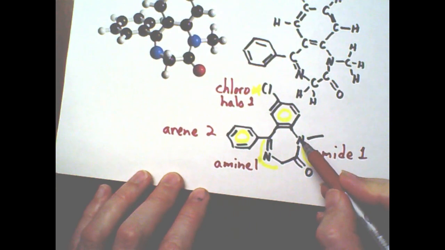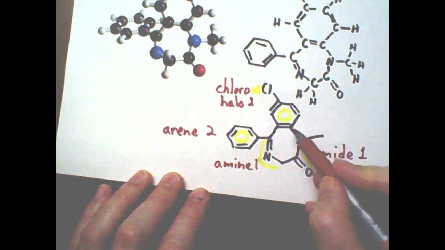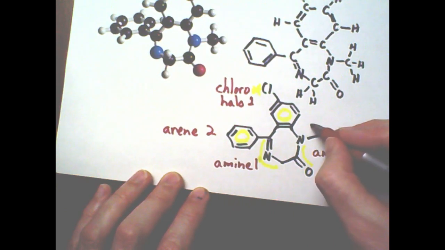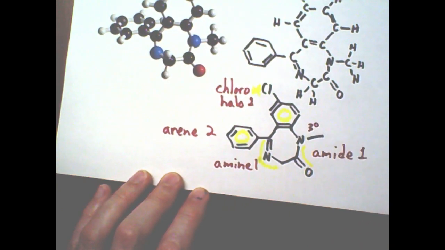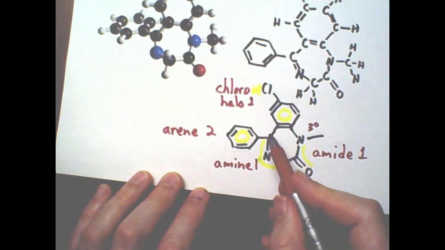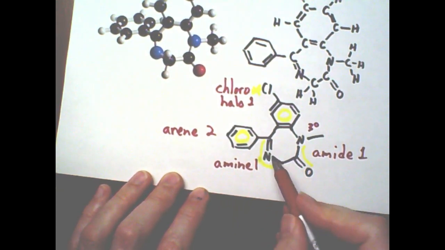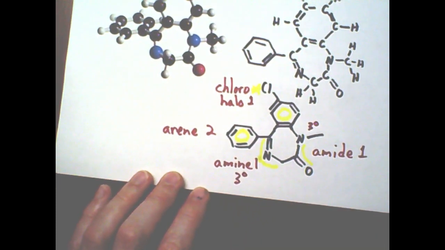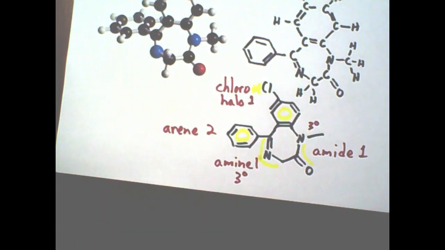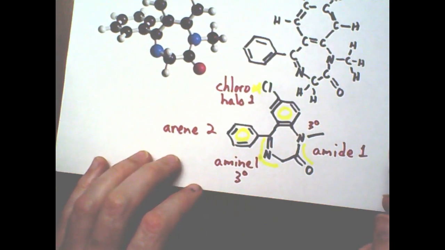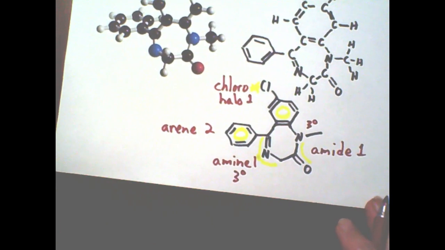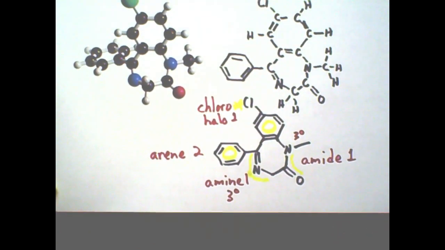Now, because this nitrogen is connected to 1, 2, 3 carbons, this is a tertiary amide. If we were to do the same with the amine, it's got 2 connections to that carbon and 1 to this. We might call it a tertiary amine. But of course we remember it's not an amine.